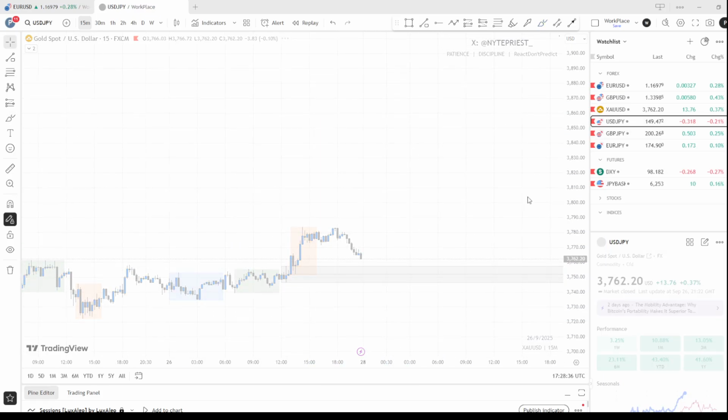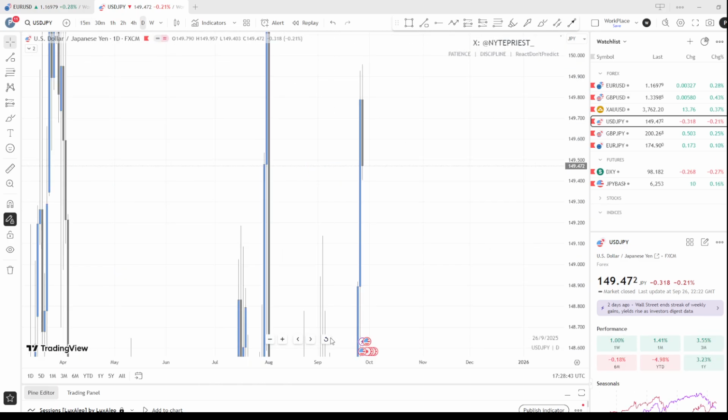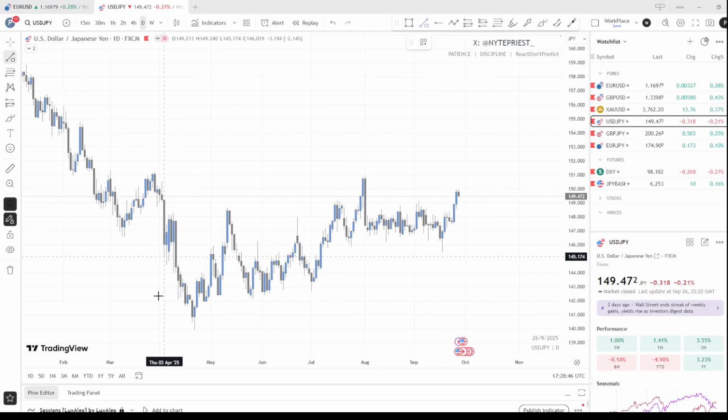So let's go to the USDJPY. On USDJPY, they're having a break of structure to the downside. Okay. And then we're having internal structure. Okay. So the latest one was here. And we had a shift. Okay. And we had another shift. Alright.